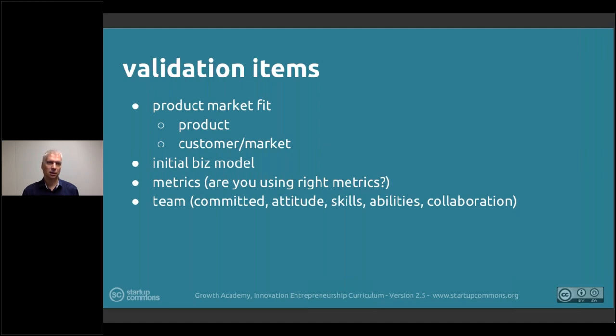And then the metrics to be used, and then also the team validation, of course: how do we validate the team as part of the exercise of validating the product. So here it is very clear: how does the team work together, what is the commitment level, what type of attitude are people working with, are the skills enough, what we need to change, what we need to add, and so forth.